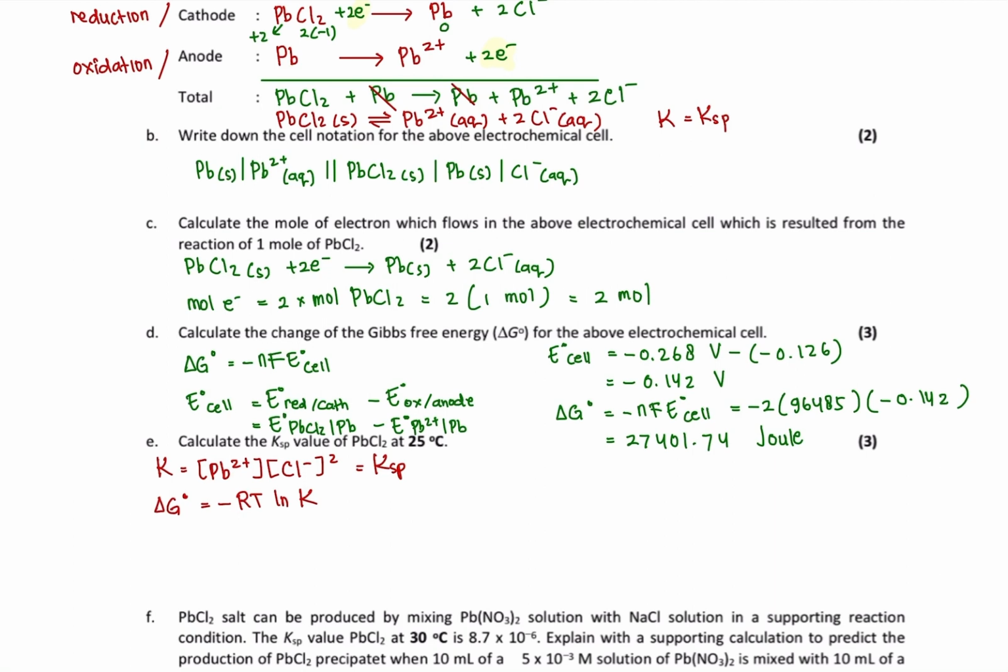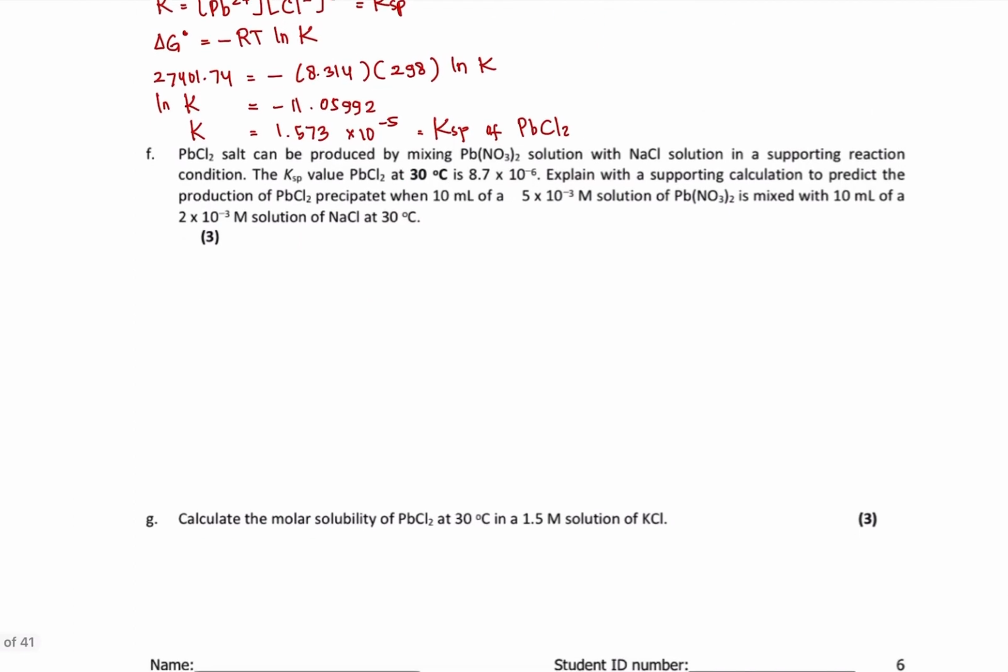So in that case, the delta G that we have already calculated is a positive value here, and then we have minus R, this is the one that we use, and then the temperature here at room temperature, 25 degrees Celsius, and then here we have ln K. So here we have ln K equals minus 11. So here we have the value of the K as the KSP. So this is the KSP of PbCl2. Now let's take a look at the next question.